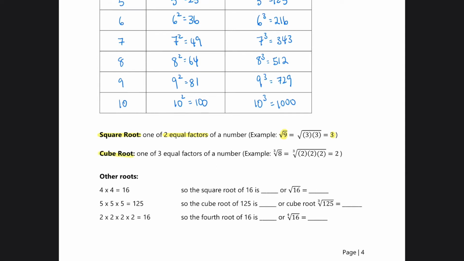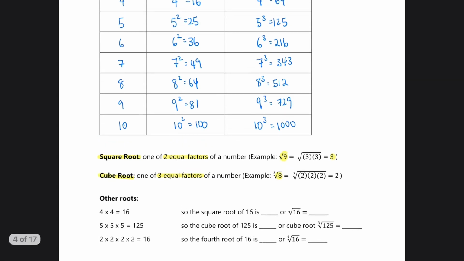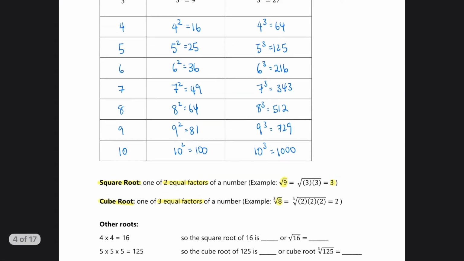Cube root is one of three equal factors of a number. By the way, 8 is a perfect cube. You can kind of see that from here. Therefore, the cube root of 8 is equivalent to 2.